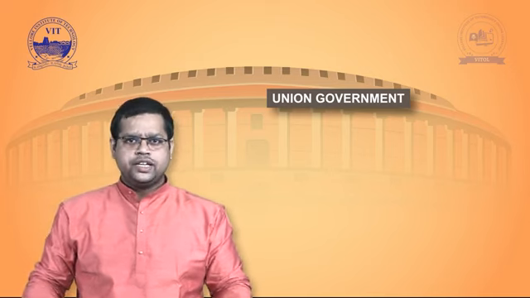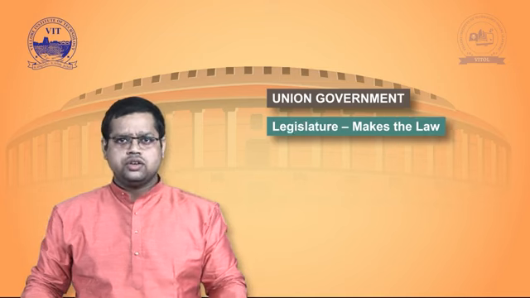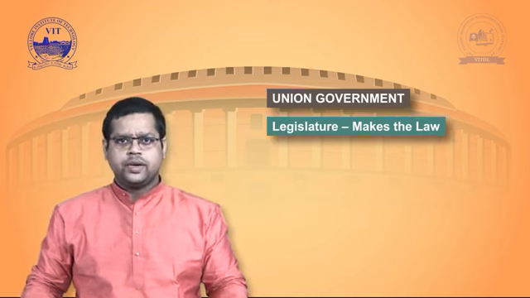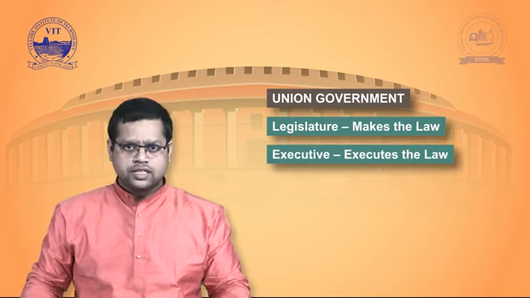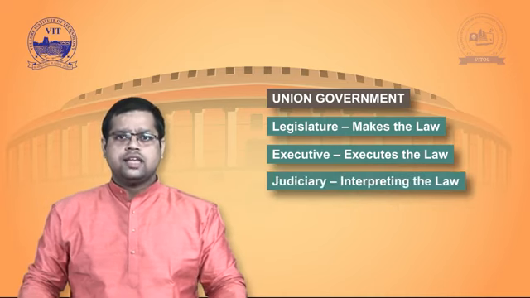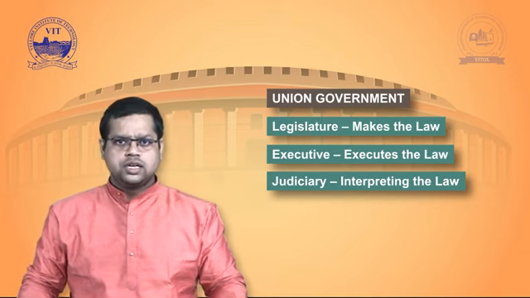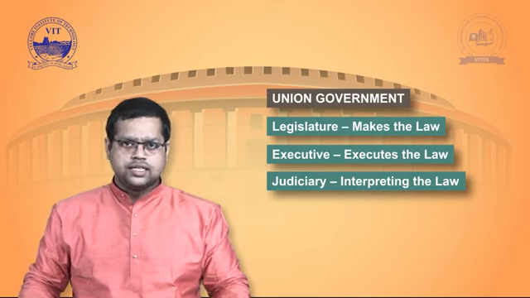The Union Government comprises of three wings, that is the legislature, the executive and the judiciary. The legislature is that part of the government that is concerned with the making of laws. On the other hand, you have the executive, which is concerned with the execution of laws. And the third wing of the union government is the union judiciary, which is vested with the responsibility of interpreting the laws. First things first, we will take up the union executive.